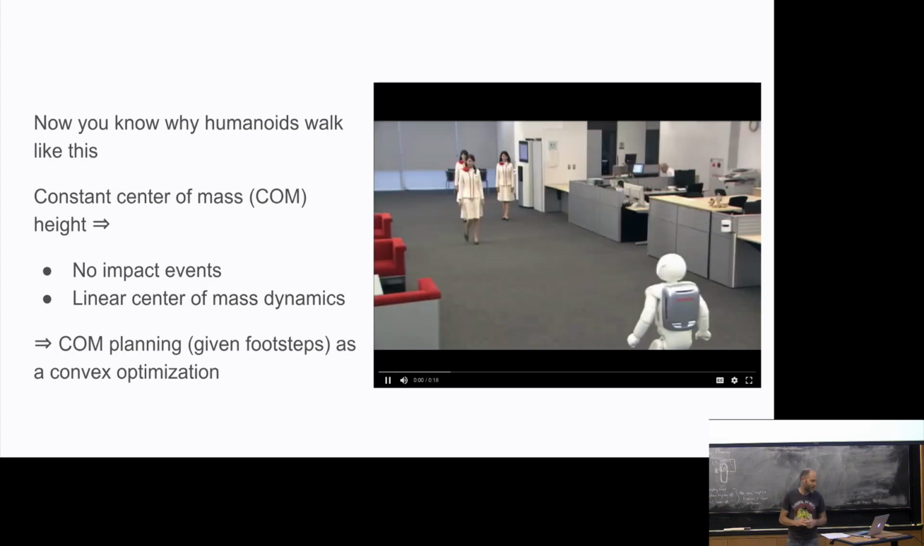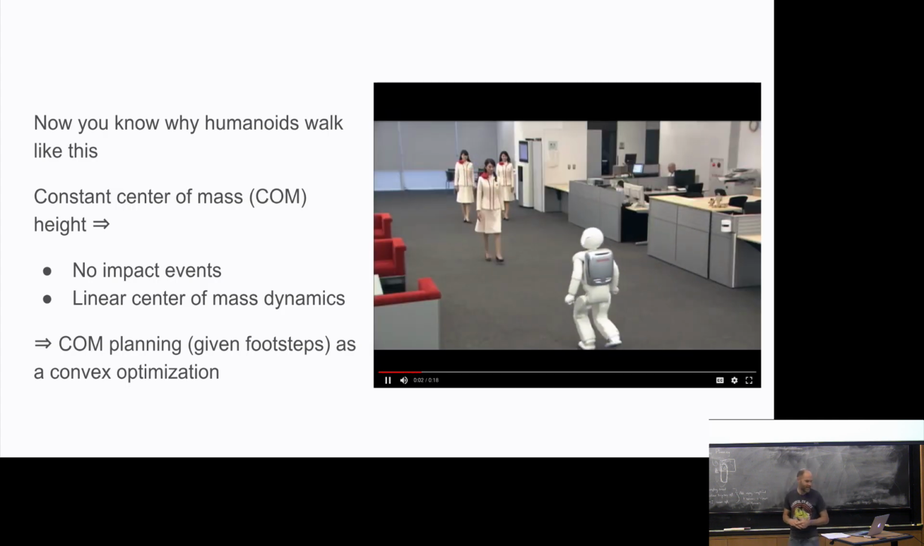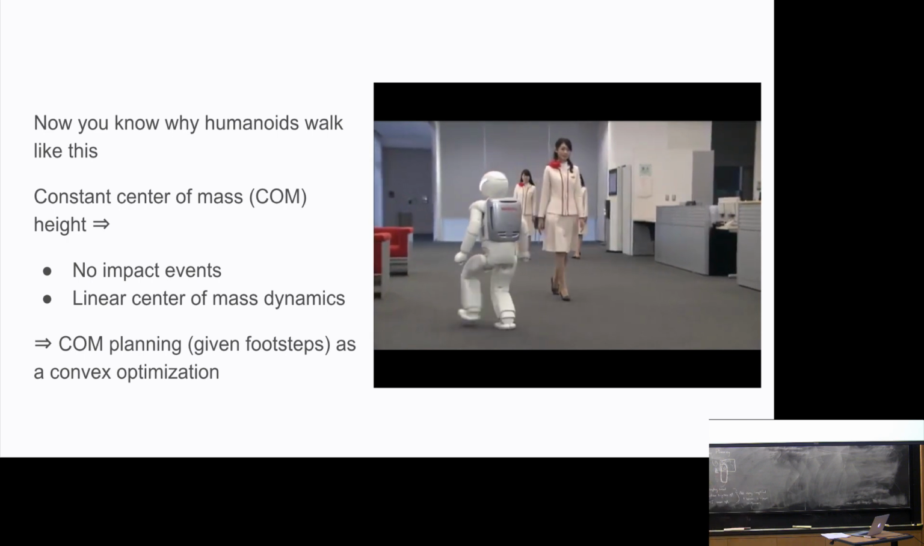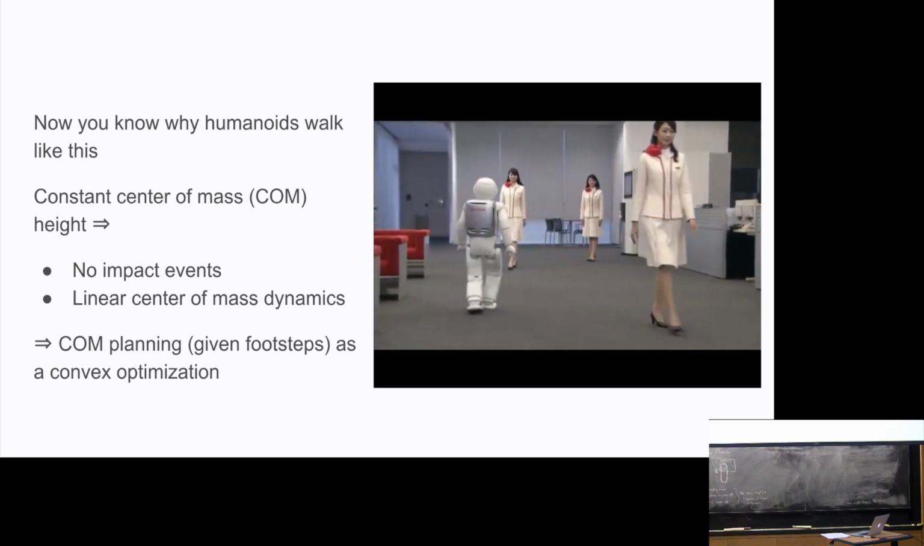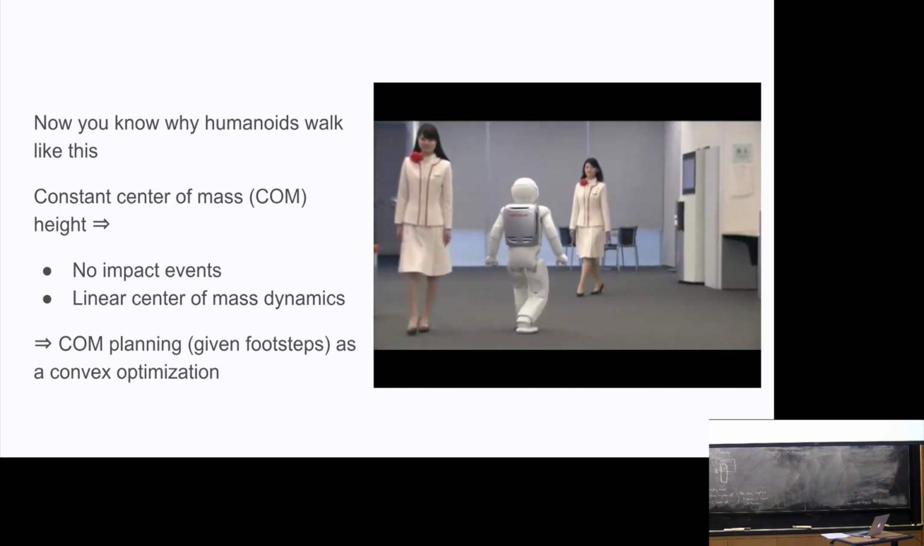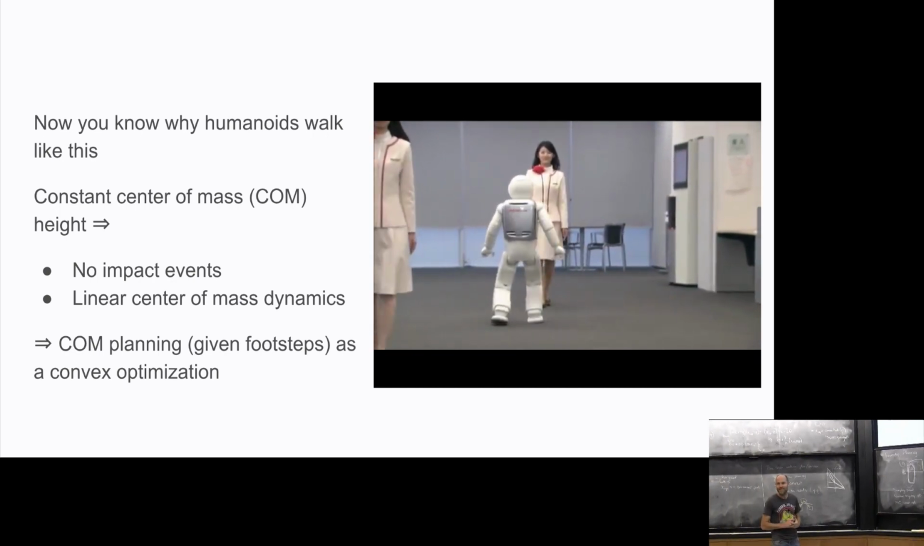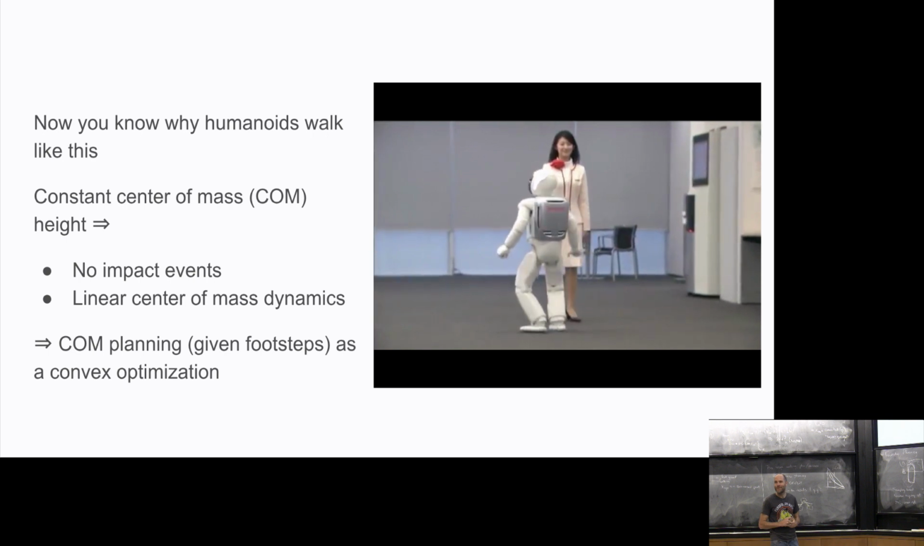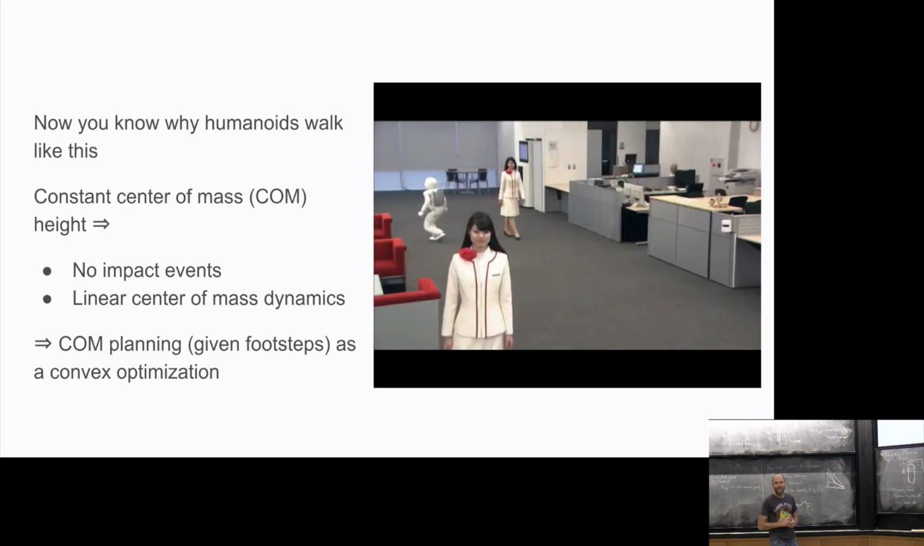So now, if someone asks you why a robot goes like this, you guys have to have the answer, right? Now you know why humanoids walk. Constant center of mass, no impact event, linear center of mass dynamics, and contact optimization. That's sort of the big story.